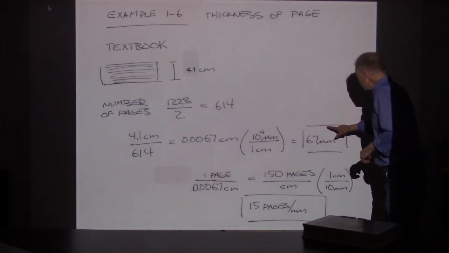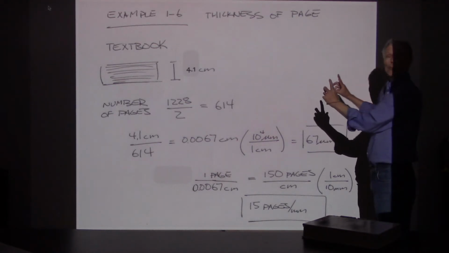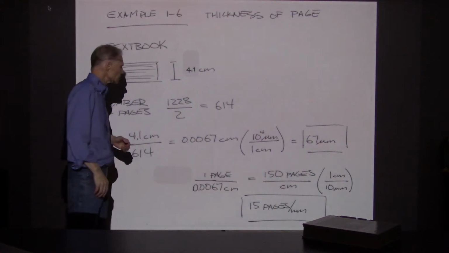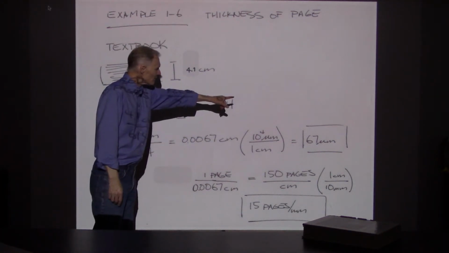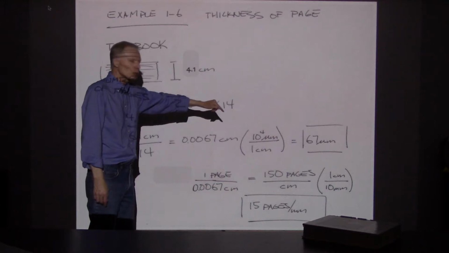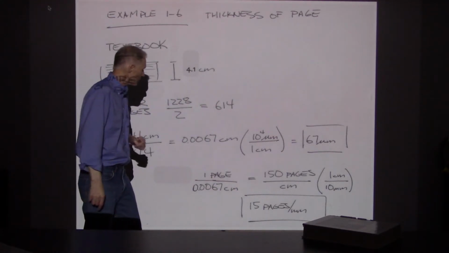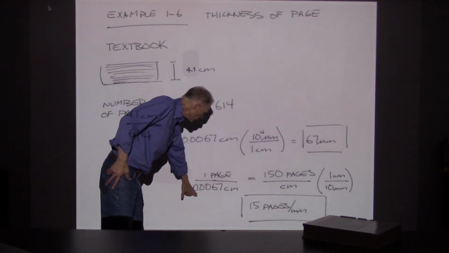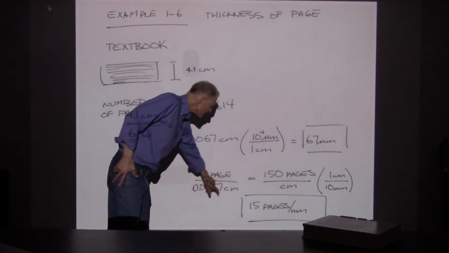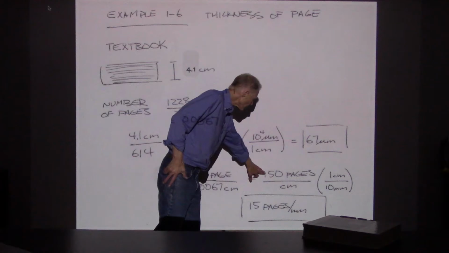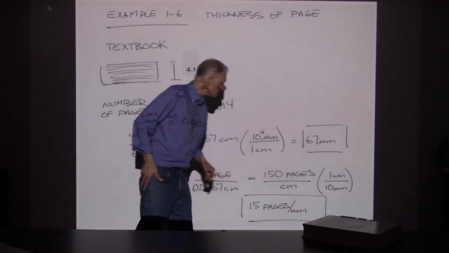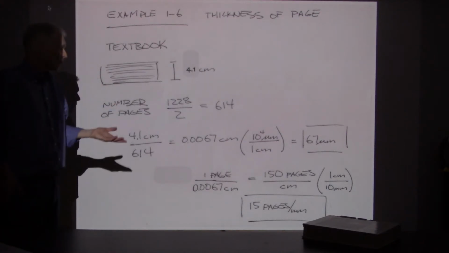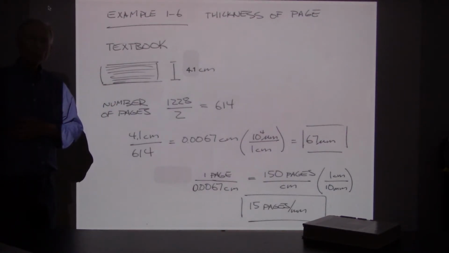Now, I can take that number and I can just invert it. This is a trick that shows up in different sorts of calculations. Instead of saying it's 67 microns per page or per sheet of paper, I can take that one sheet of paper and divide it through by 0.0067 centimeters. When I do that, my calculator tells me that's 150 pages per centimeter. So it's 15 pages per millimeter.